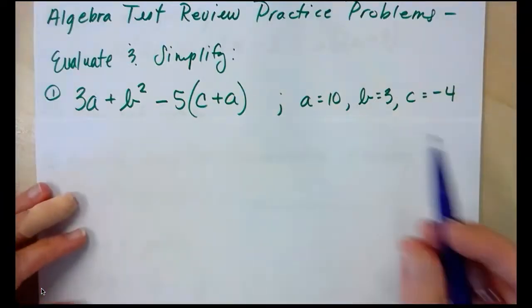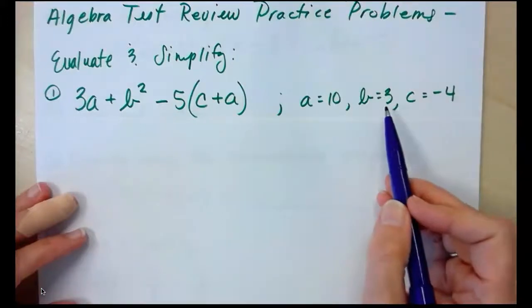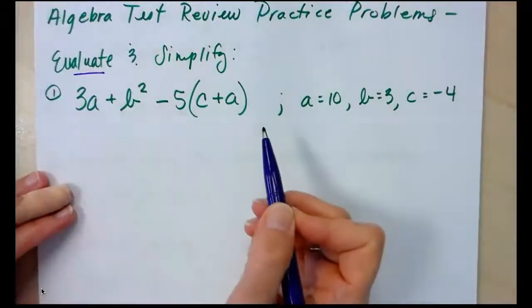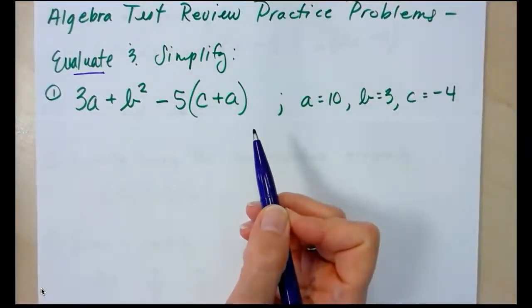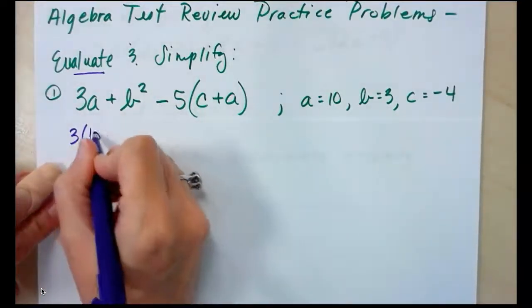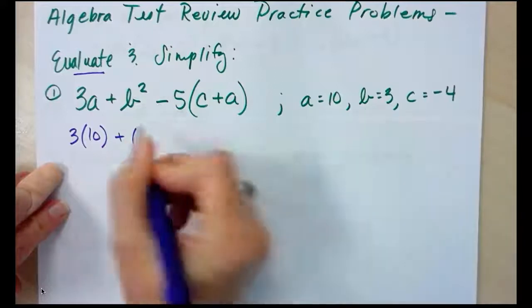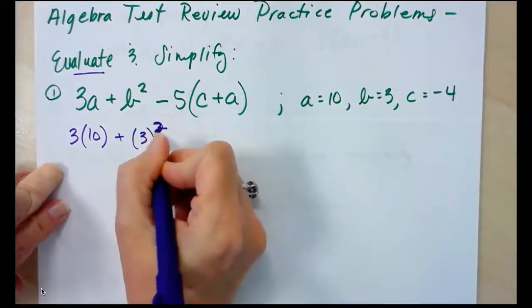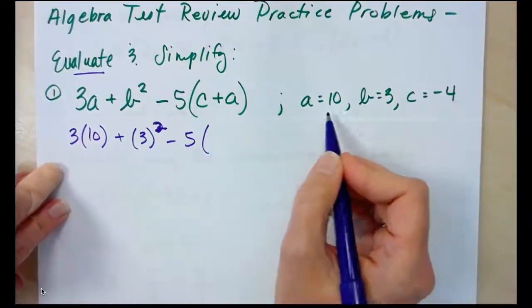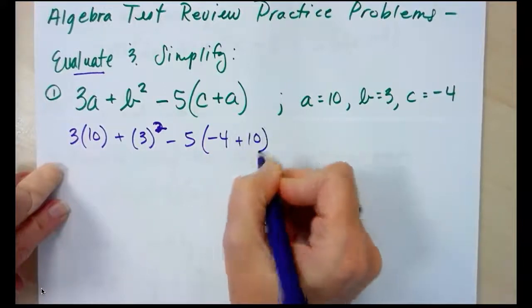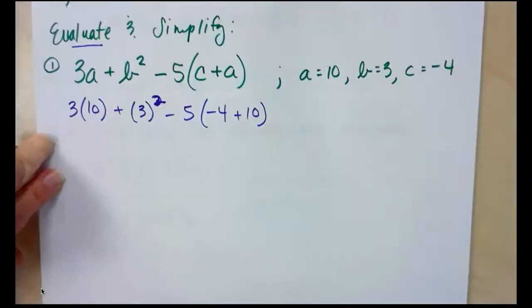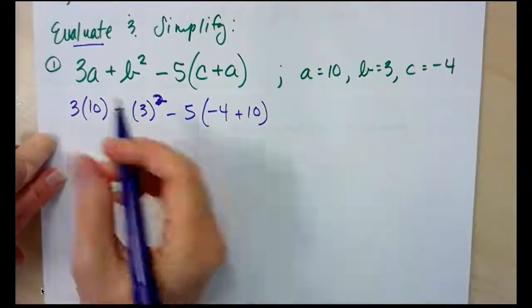So number 1, we are given that A equals 10, B equals 3, and C equals -4. When it says to evaluate, that means we are going to use the substitution property and plug in these values. So 3 times A is 10, plus B squared, B is 3, so 3 squared, minus 5 times (C plus A), -4 plus 10. Remember to follow order of operations, so we will be doing what is inside the parentheses first.